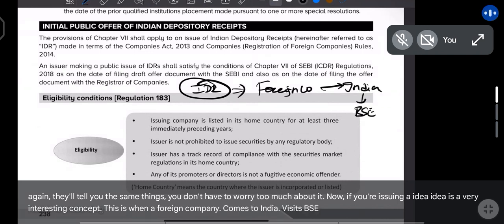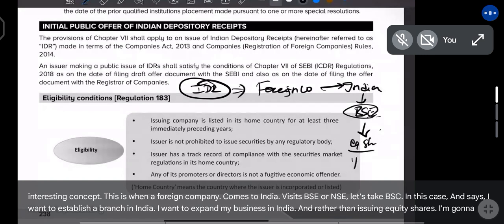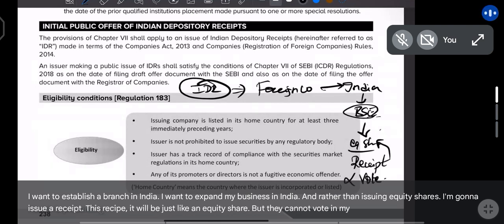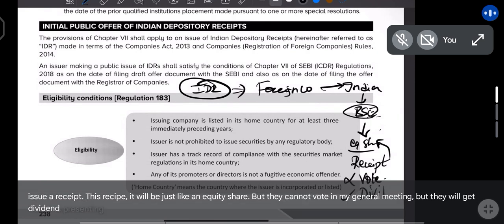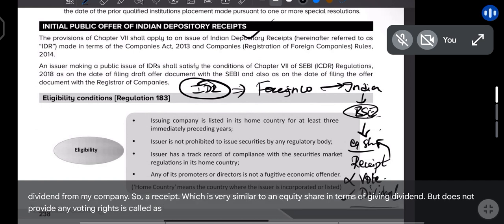visits BSE or NSE, let's take BSE in this case, and says, I want to establish a branch in India, or I want to expand my business in India. And rather than issuing equity shares, I'm going to issue a receipt. This receipt will be just like an equity share, but the holders cannot vote in my general meeting, but they will get dividend from my company. So a receipt, which is very similar to an equity share in terms of giving dividend, but does not provide any voting rights, is called a depository receipt.